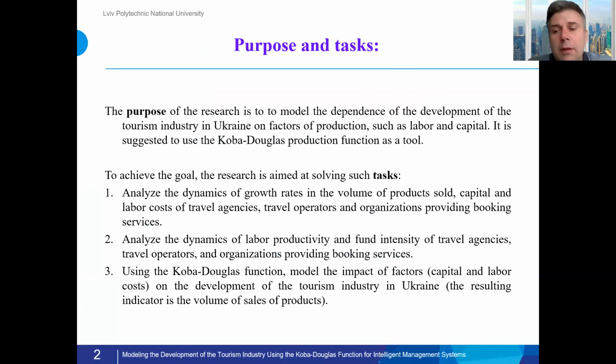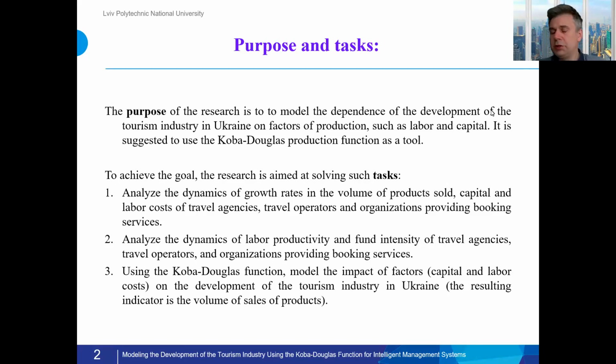So here on the slide, you can see the purpose of the research, right? And the purpose of the research is to study the model of the dependence of the development of the tourism industry in Ukraine on factors of production, and specifically we researched labor and capital factors. We also decided to use Koba-Douglas production function as a tool.